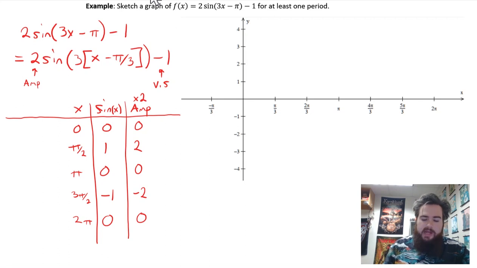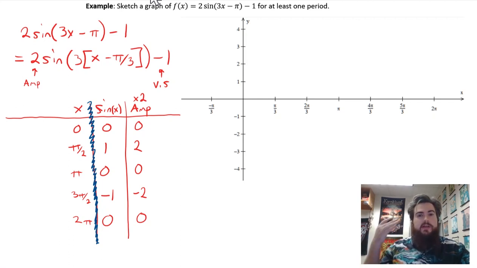Note that I'm not applying the amplitude change to the x coordinates. You can essentially think about this original line between x and sine of x as a barrier. The amplitude is affecting the y values, the result of sine of x. So I'm going to apply it just to the y values.